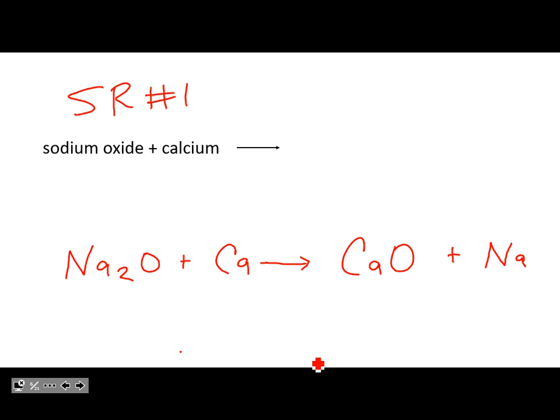So now all I have to do is look at this and say, is that a balanced chemical equation? It's not balanced yet, is it? What do I need to do? I need to have a 2 before the sodium right there. And now I do have a balanced chemical equation. Any questions? Okay.